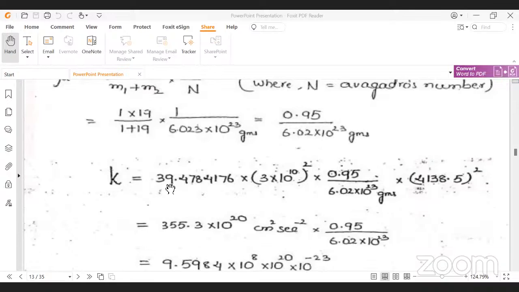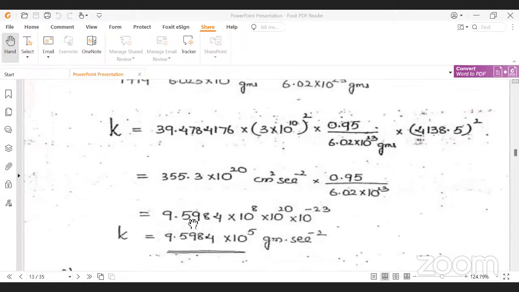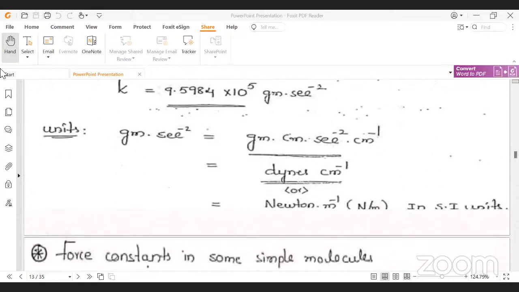The k value is 39.47 into 3 into 10 to the power of 10 squared, into the rest. Calculating and simplifying this equation, finally we get k equal to 9.5 into 10 to the power of 5 grams per centimeter square. This is the unit of the force constant.